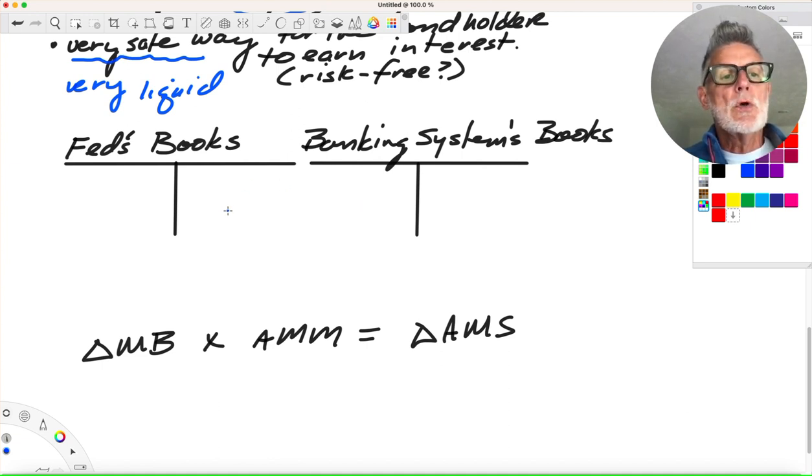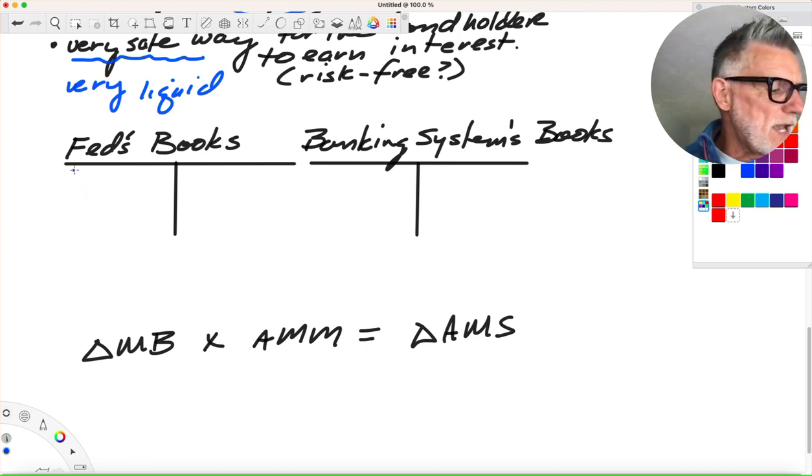When the Federal Reserve System, the Fed, buys bonds in the secondary bond market, it is buying them and putting them on its books, and you'll see how this then impacts the level of reserves in the banking system. But this is not the primary bond market. The bonds have already been sold. The Fed is going into the secondary bond market and buying these bonds to conduct monetary policy.